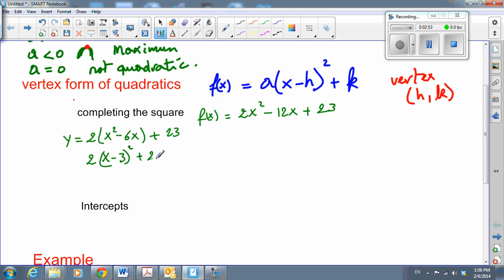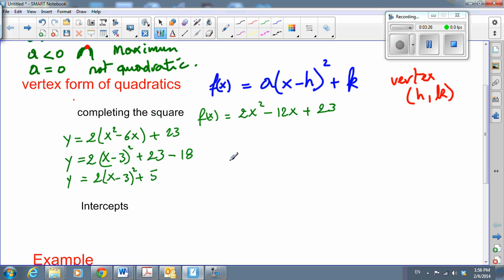You still have the positive 23. But if you square this number to put it on the opposite side, that will be 9. You still have to multiply by 2. In fact, you're adding 18 to this side, that's 9 times 2. But instead of adding 18 to this side, I will go ahead and subtract that 18 from here. So I will end up with 2 times (x minus 3) squared, and this time plus 5, and that's y equals, or f of x equals, whichever you prefer.